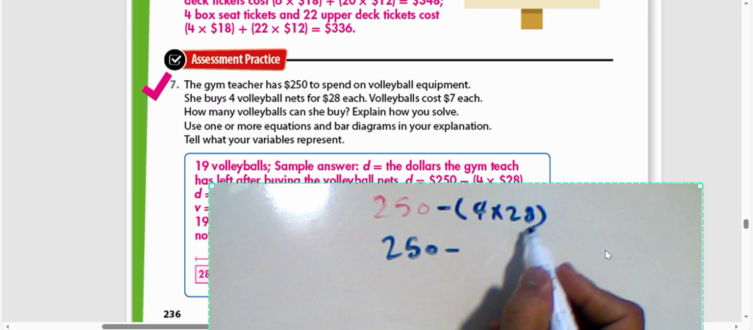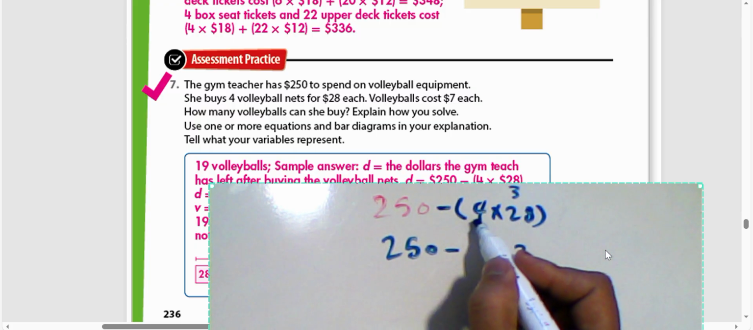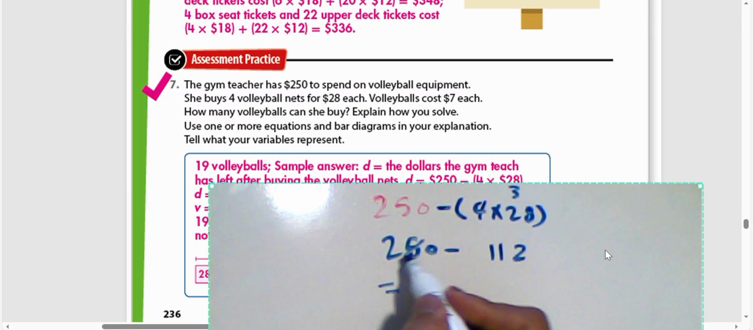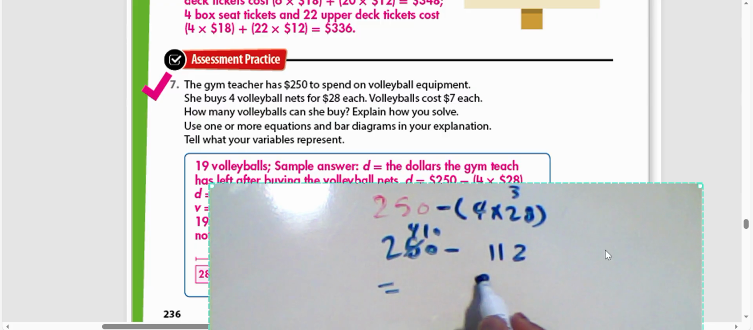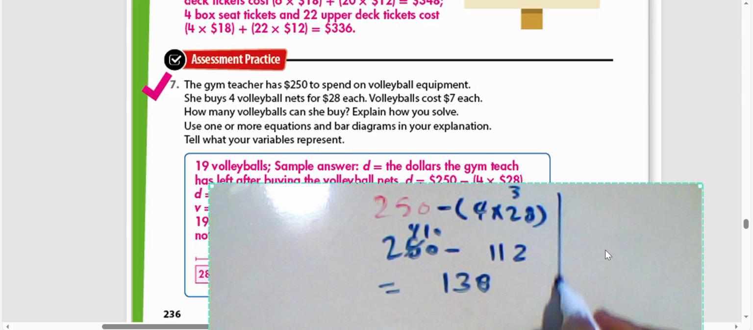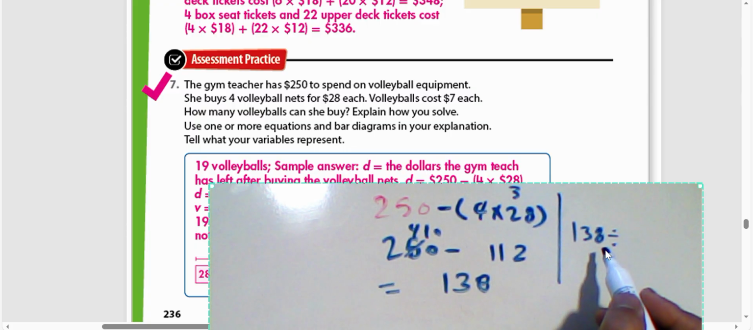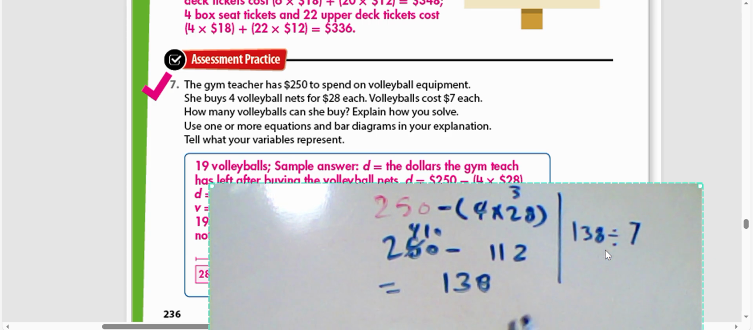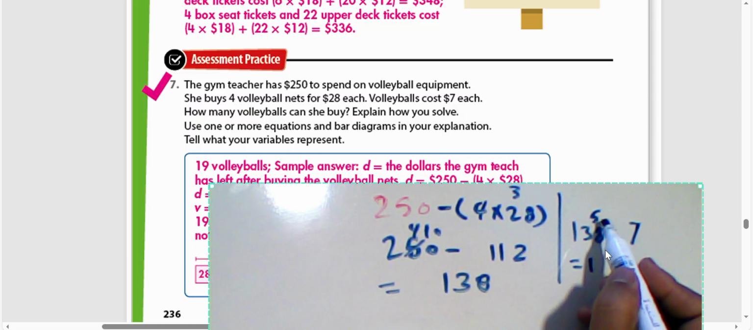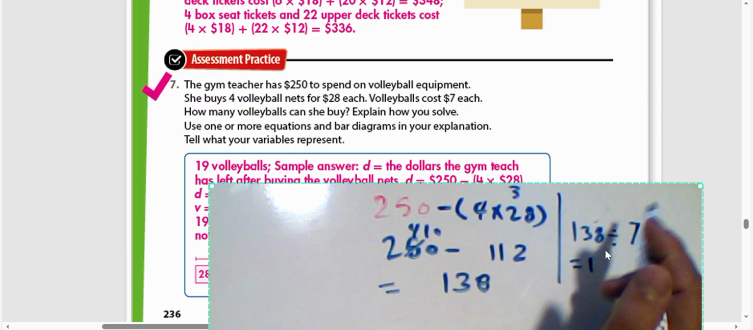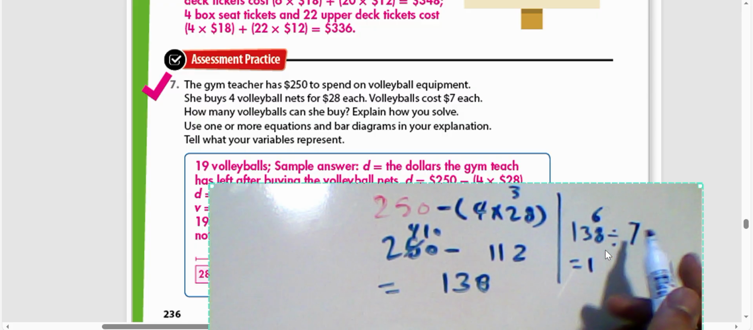250 subtract 4 times 28: 4 times 8 is 32, write 2 and carry 3, 2 times 4, 8 plus 3, 11. Find the difference. It will be 10 minus 2 equals 8, and 4 minus 1, 3, 2 minus 1, 1. 138. And then we can divide 138 by what? 138 divided by 7 to find the answer. 1 times 7 equals 7 and the remainder 6, because it's the nearest number.